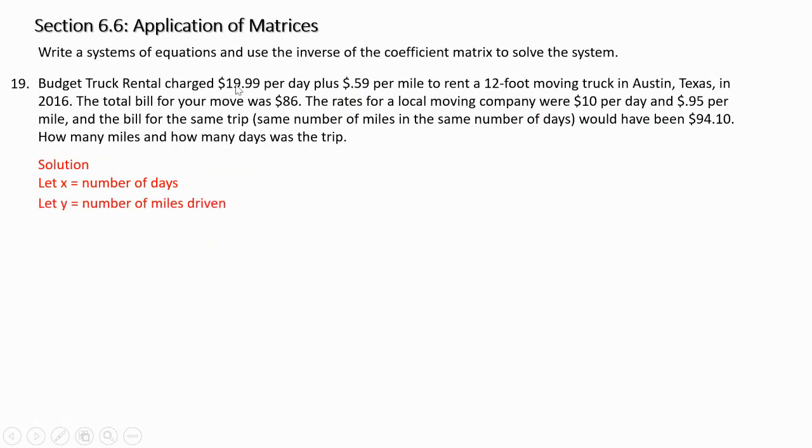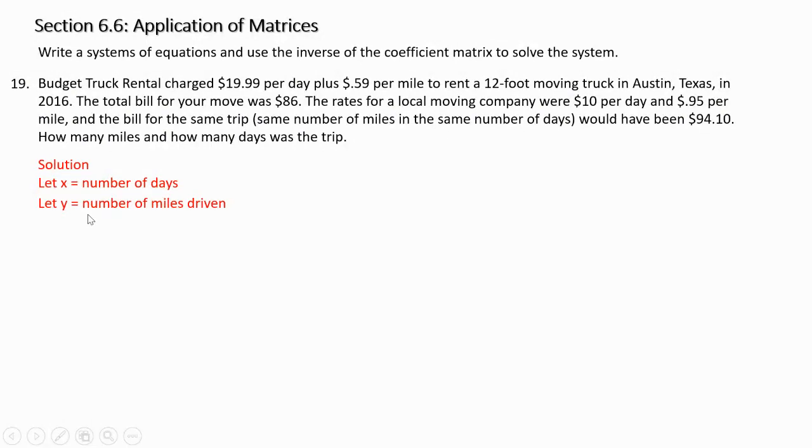It says a budget truck rental charges $19.99 per day plus 59 cents per mile to rent a 12-foot moving truck in Austin, Texas in 2016. The total bill for your move was $86. The rates for a local moving company were $10 per day and 95 cents per mile. And the bill for the same trip, same number of miles and the same number of days, would have been $94.10. How many miles and how many days were the trip?